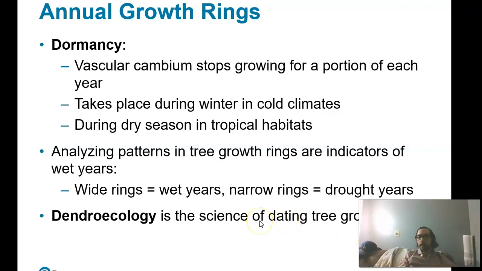When you're studying the growth rings in trees, that's called dendrochronology. Dendro for tree, chronology for time. A sub branch of that is called dendroecology. That's when you're looking at not only the tree rings, but you're also looking at environmental factors that affect those growth rings.